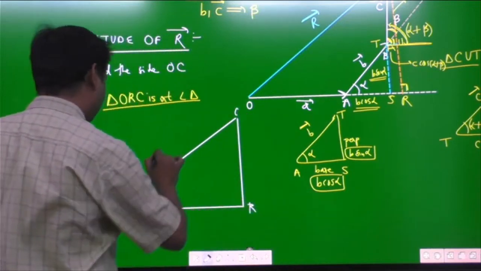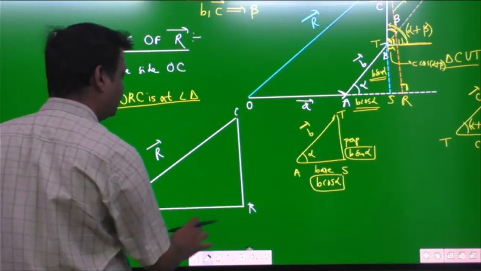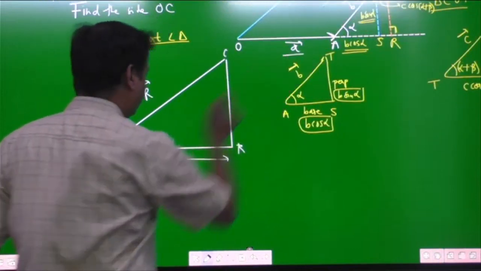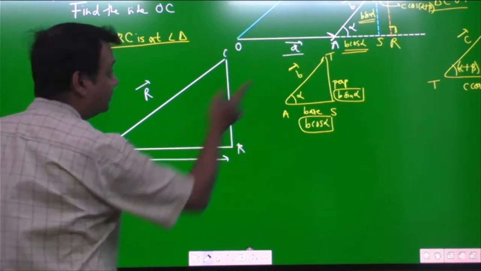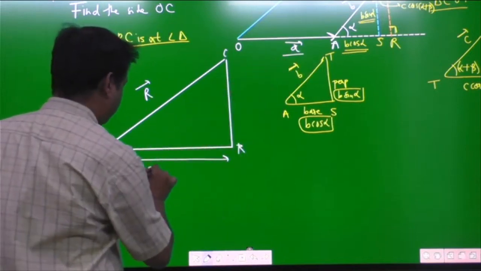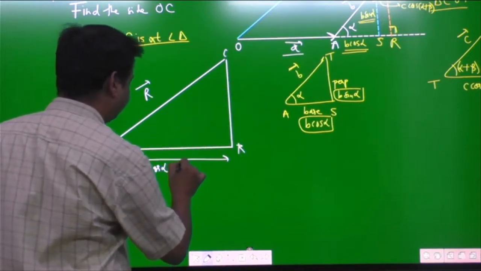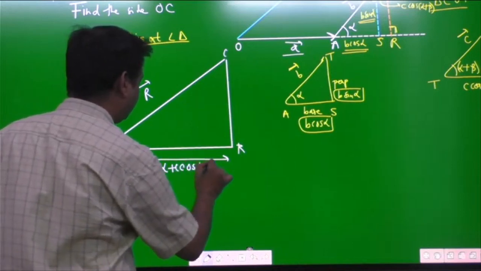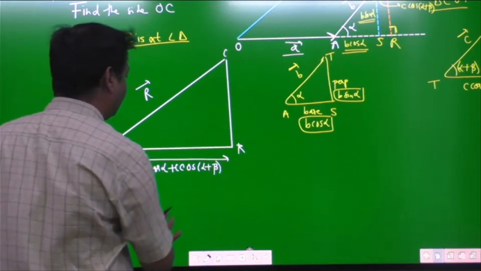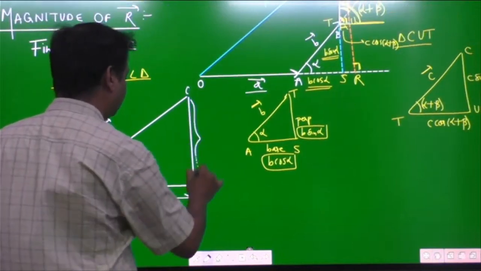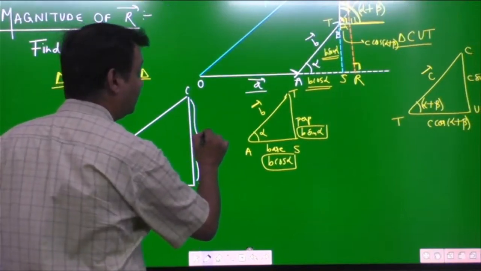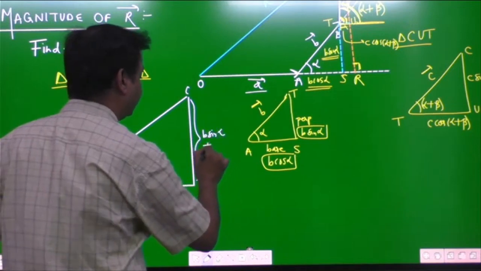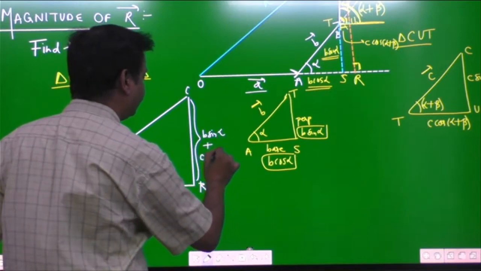CRO. This is your vector R. Now what will be this complete length? This is the magnitude of A plus B cos alpha plus C cos alpha plus beta. And what is this length? We'll get B sin alpha plus C sin alpha plus beta.